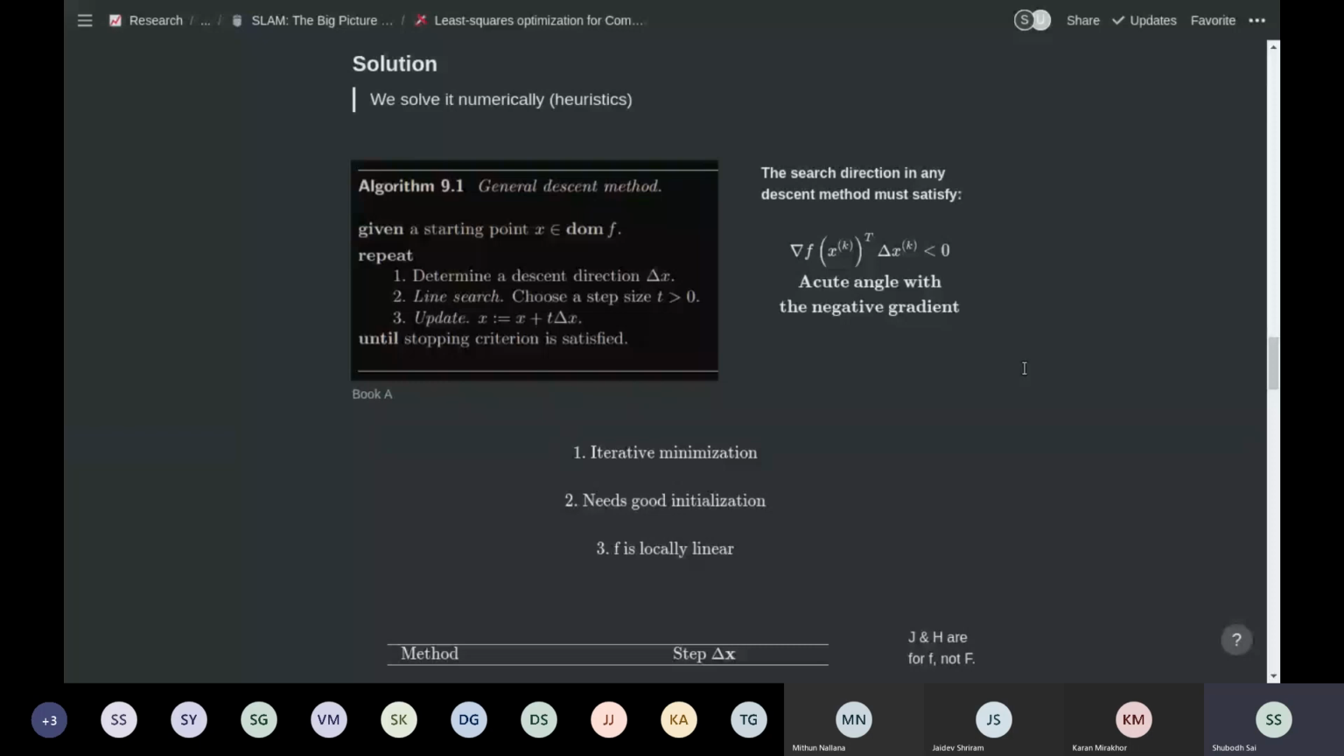Let's say in SLAM, you have a pose graph. That also has some initialization. You know where your robot is approximately using your sensors, or whatever your measurement model is. And from there, you want to ask how will I reach a minima of my loss function? How will I find a better model? And we also assume f is locally linear.